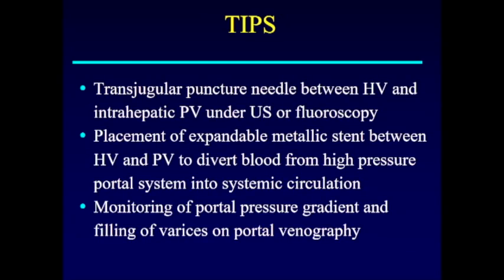So then you perform a transjugular puncture between the hepatic vein and the intrahepatic portal vein under either ultrasound or fluoroscopy. You place a metallic expandable stent between the hepatic vein and the portal vein to divert blood flow from the high pressure portal system into the lower pressure systemic circulation. And you monitor portal pressure gradients and filling of varices on portal venography.